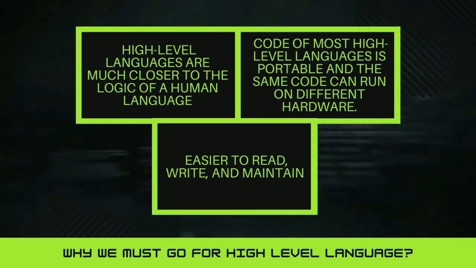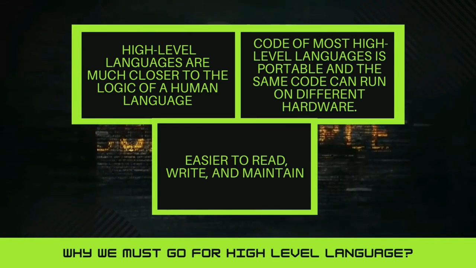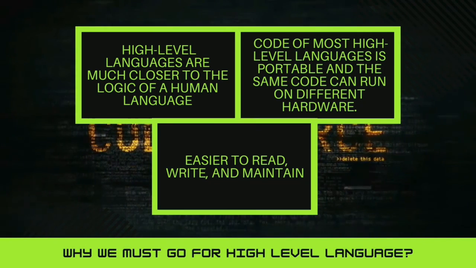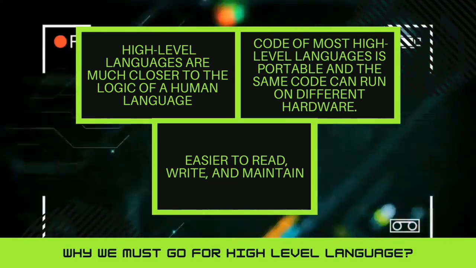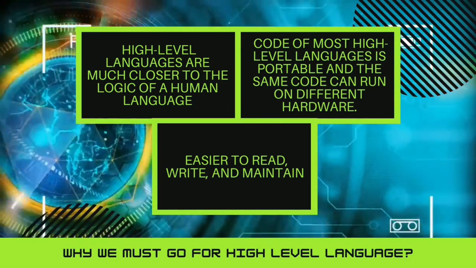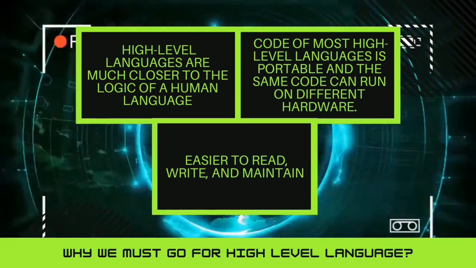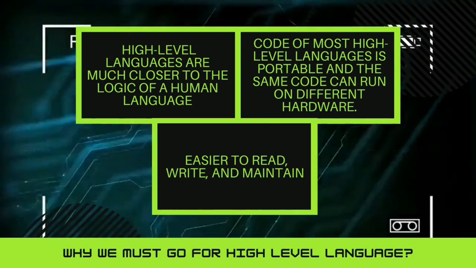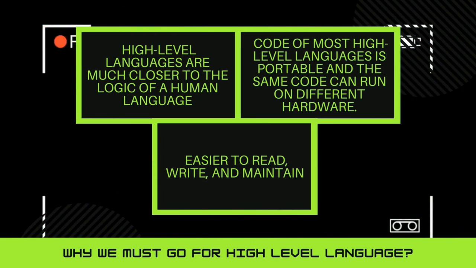The second advantage is that the code of most high-level languages is portable, and the same code can run on different hardware. Portable code in a high-level language can run on multiple computer systems without modification. They are easier to read, write, and maintain. Programmers write in high-level languages because they are easier to understand and are less complex than machine code. They allow the programmer to focus on what needs to be done, rather than on how the computer actually works.